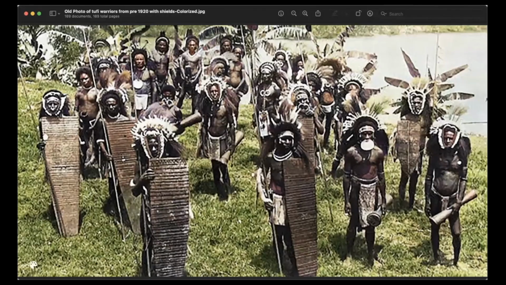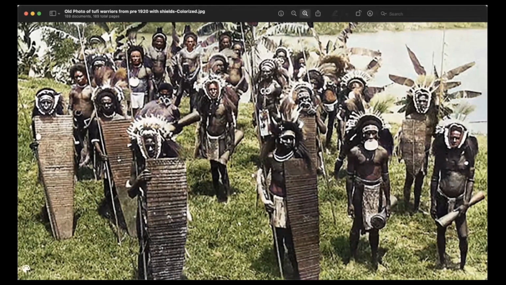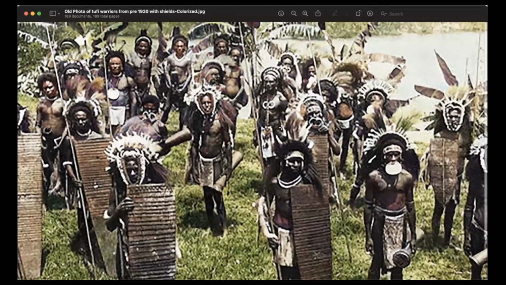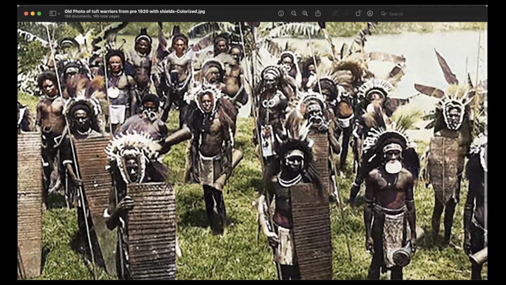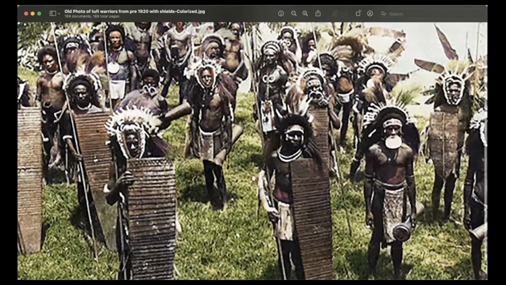Here we have an old photo of the Tufi warriors from pre-1920 with shields, and it's colorized here for you guys. Look at this. So Tufi warriors, Southeast Asians. I believe this is in Papua New Guineans or New Caledonians. Papua New Guinea, I believe so. Actually more. Yeah, Tufi warriors. Look at that. All right, so-called Negros.